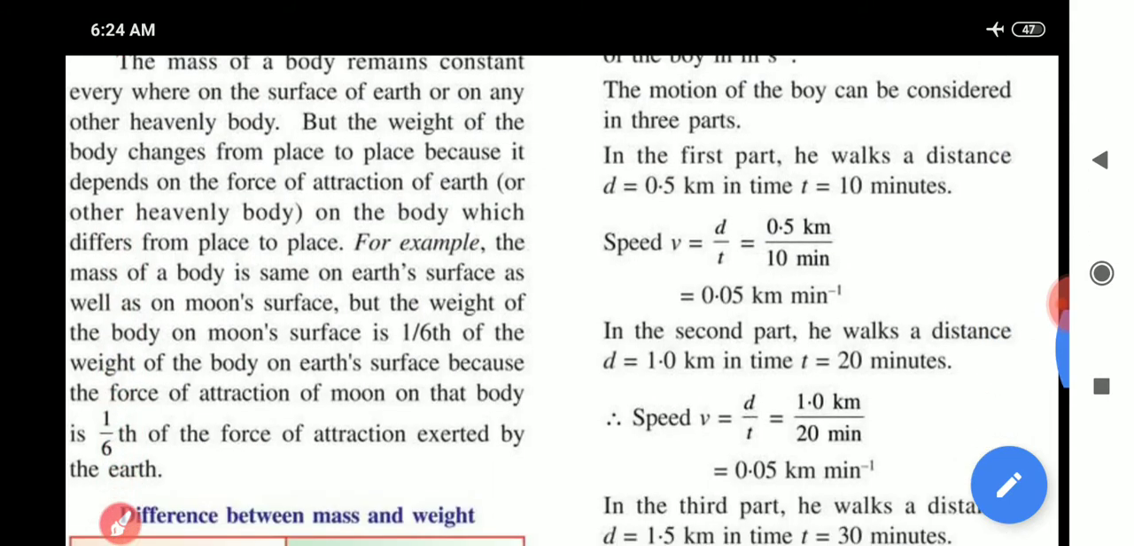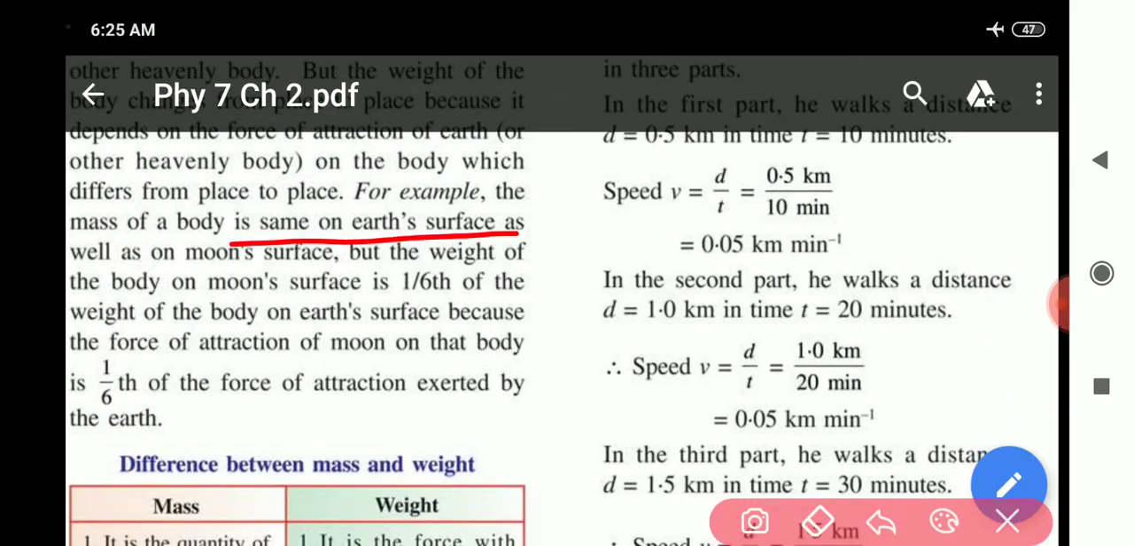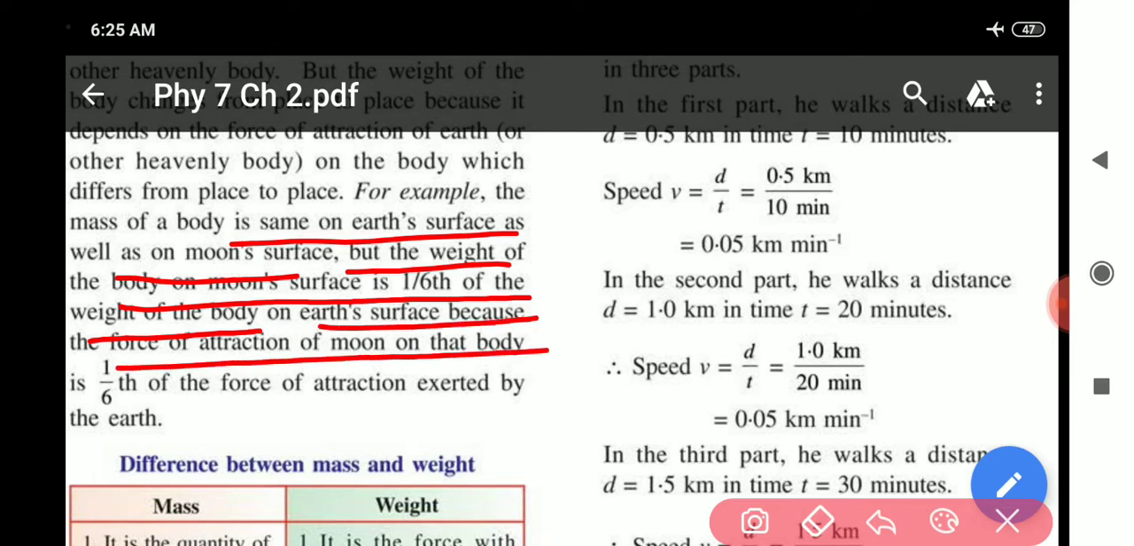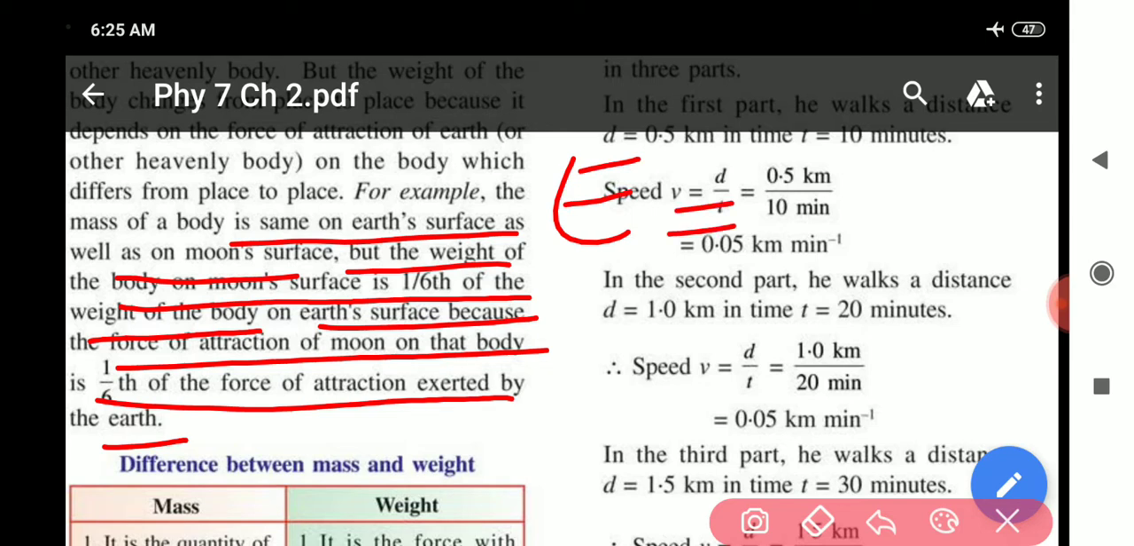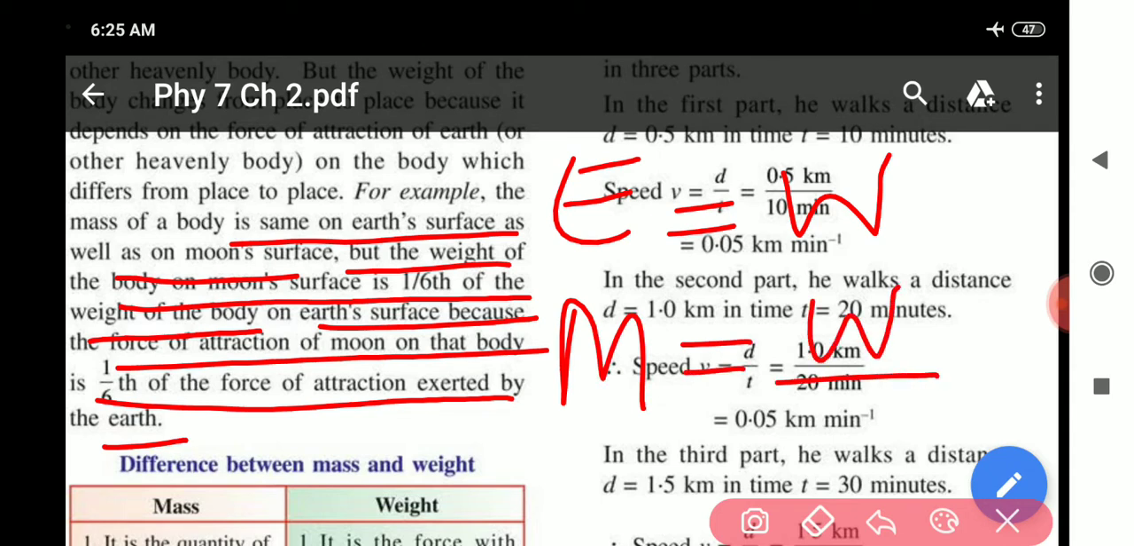For example, the mass of a body is the same on the earth's surface as on the moon's surface, but the weight of the body on the moon's surface is 1/6 of its weight on the earth's surface, because the force of attraction of the moon on that body is 1/6 of the force of attraction exerted by the earth. Suppose on earth the weight equals W, then on the moon the weight equals W upon 6, because on the moon the force of gravity is 1/6 of the gravity present on earth.